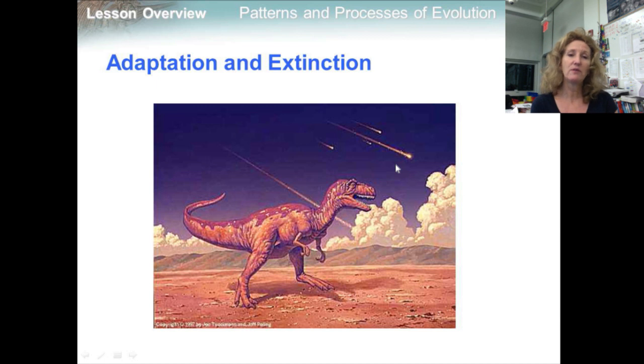Throughout the history of life, organisms have faced changing environments. Some species can adapt to new conditions and thrive. Other species fail to adapt and become extinct. The rates at which species appear, adapt, and become extinct vary among clades and from one geologic time to another.